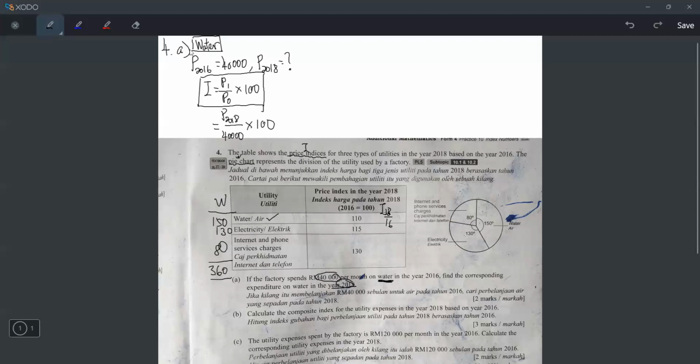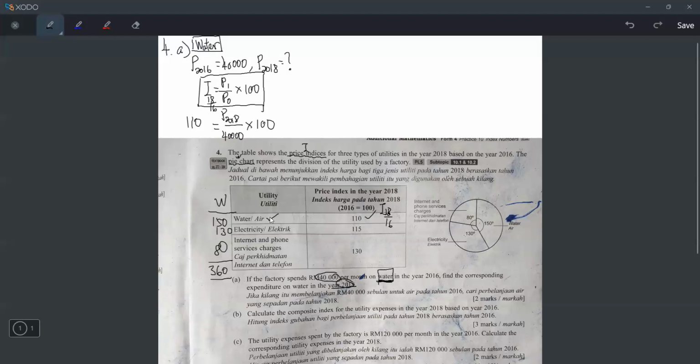For the I, what do we substitute? This is for water. So the I should be 18 over 16 also, right? Do you agree? Because the price is 18 on top and 16 at the bottom, so the I must also be 18 over 16, same as the label I wrote here. So I can use 110. I cannot use 115 or 130. Please read the question. We are talking about water.